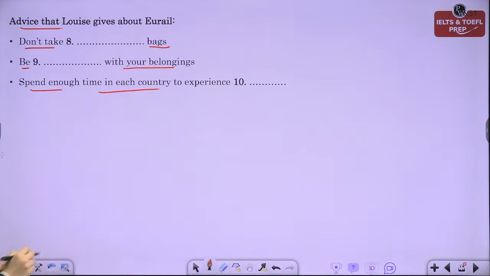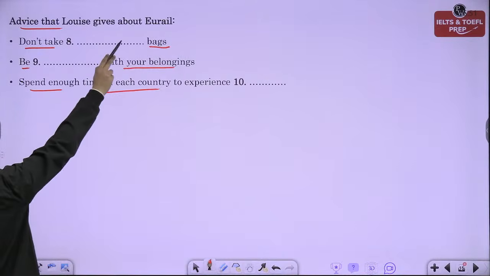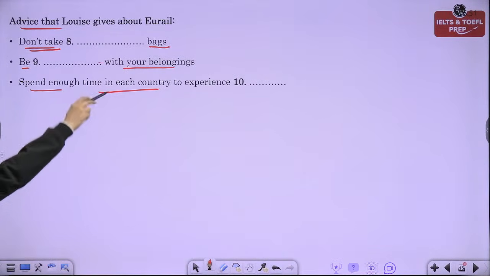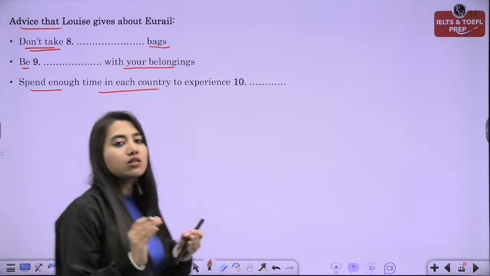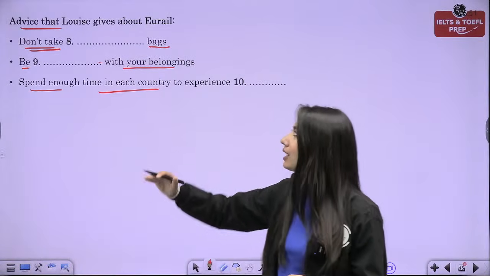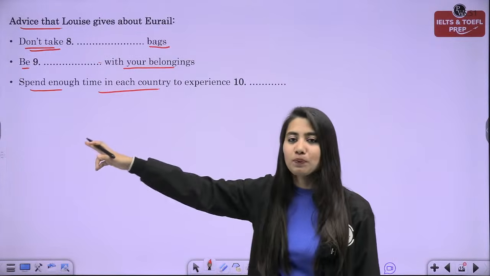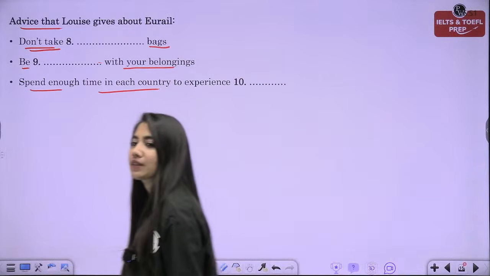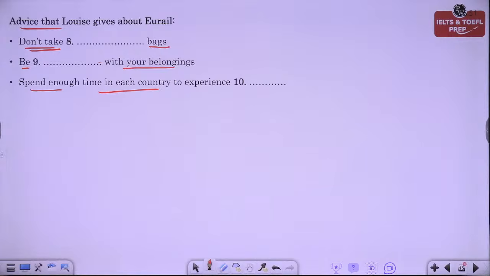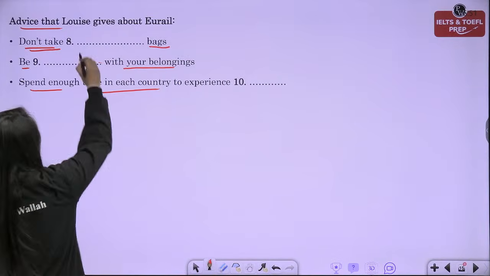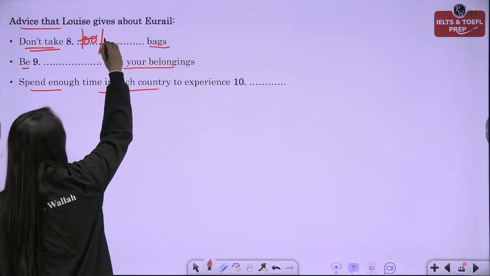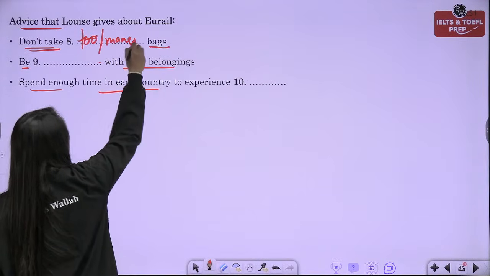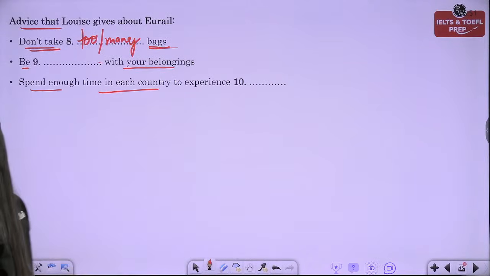Right? Next. Now, advice that Louis gave about URail. Don't take what as bags? So whatever you put as your answer, also focus on seeing that answer by putting it with the other part of the question. Whatever you put, read it with the other part, which is bags. Let me know. So the correct answer here will be either two or many, okay, bags should not be carried.